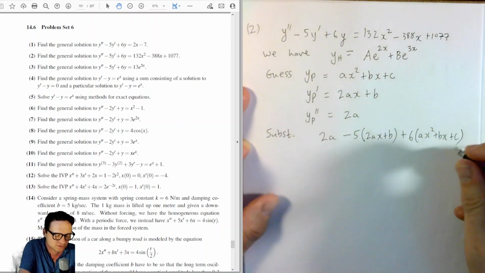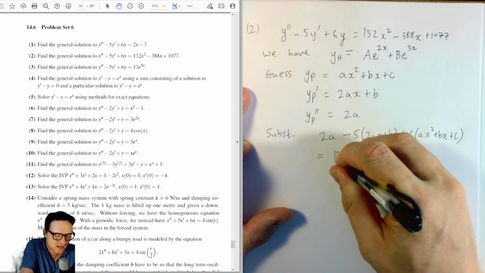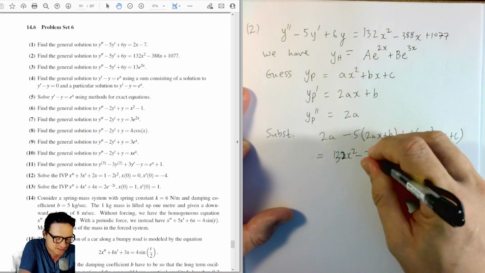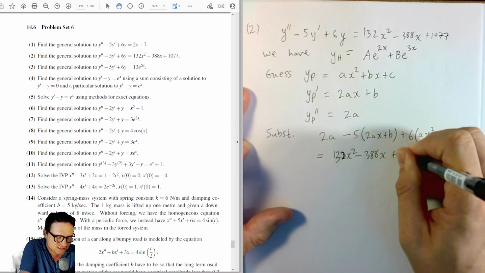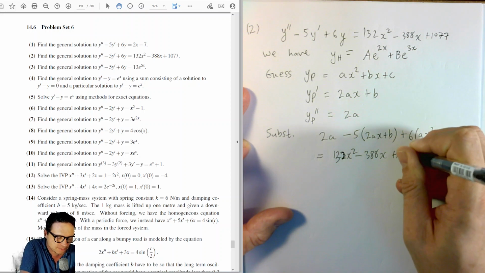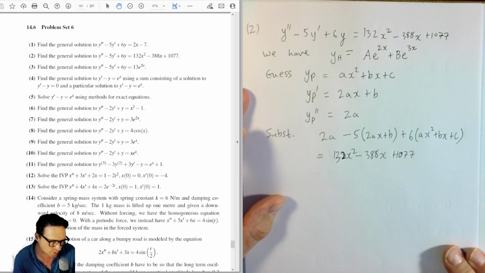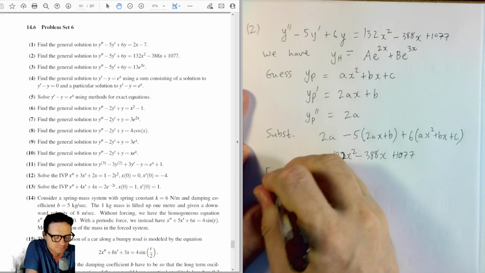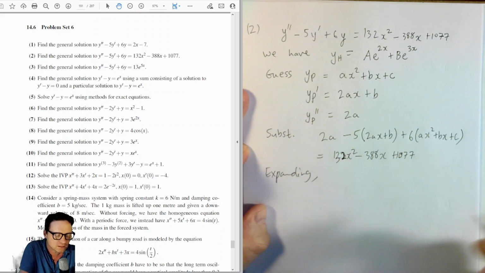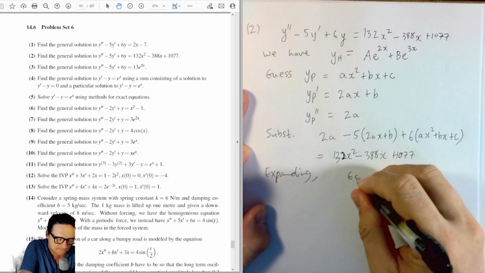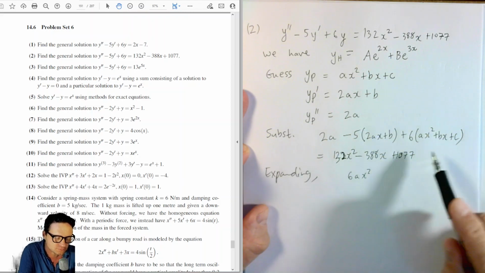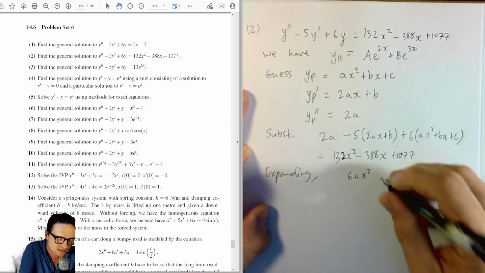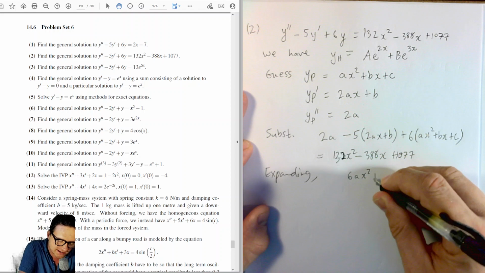Okay, now this is equal to the right hand side, 132x squared minus 388x plus 1077. Now what we need to do is expand the left hand side and match coefficients. So expanding, what we get then is 6a x squared plus 6bx, but over here we have a minus 10ax. So let's collect like terms here while we're at it.